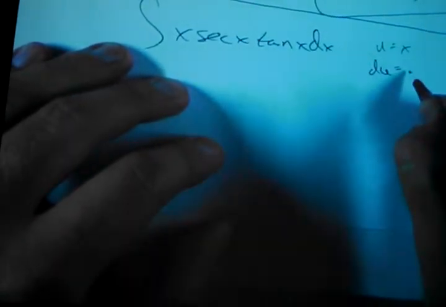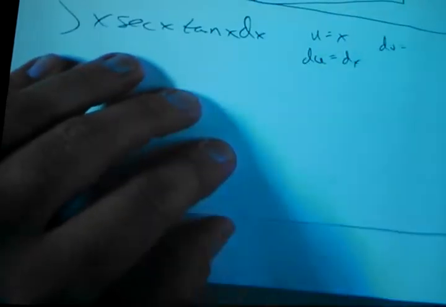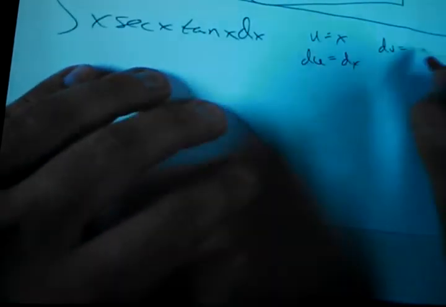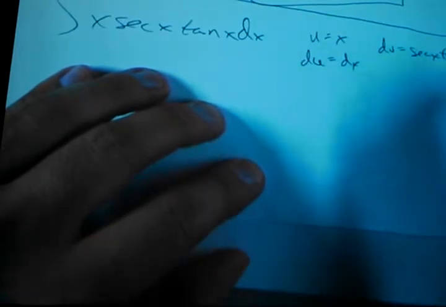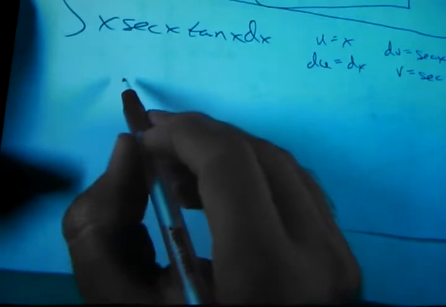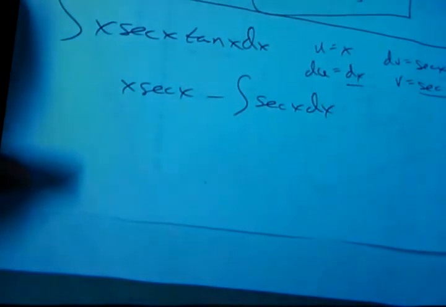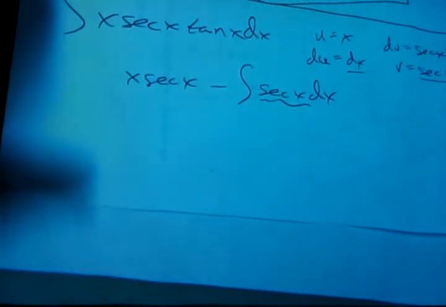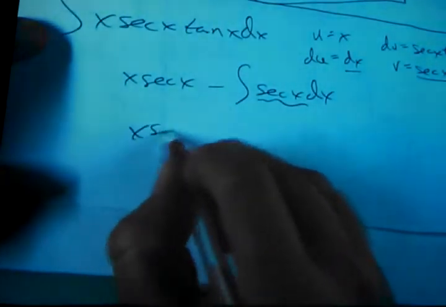So if u is x, du is dx, then I want to let dv be secant tangent, because then v could be secant. Whew. So then I get, how do I put this back together? uv minus integral v du. And now you just got to remember what that is. If only it was secant squared, that'd be awesome, but it's too bad. It's not. All right, so we get x secant x.